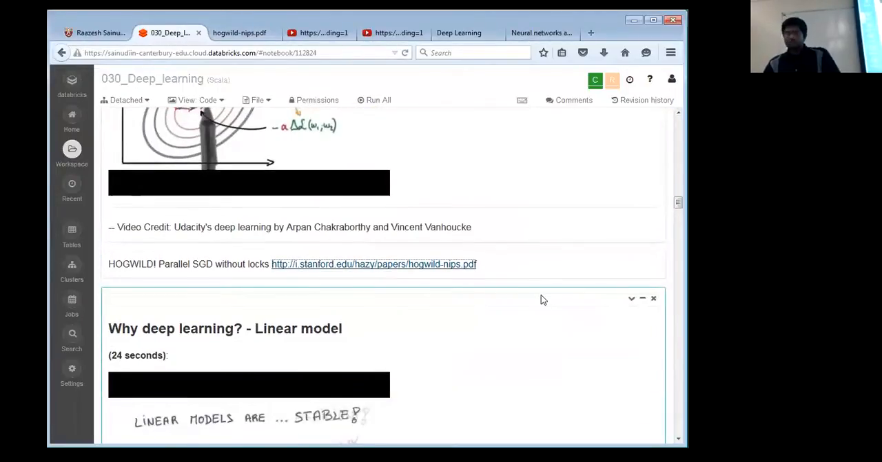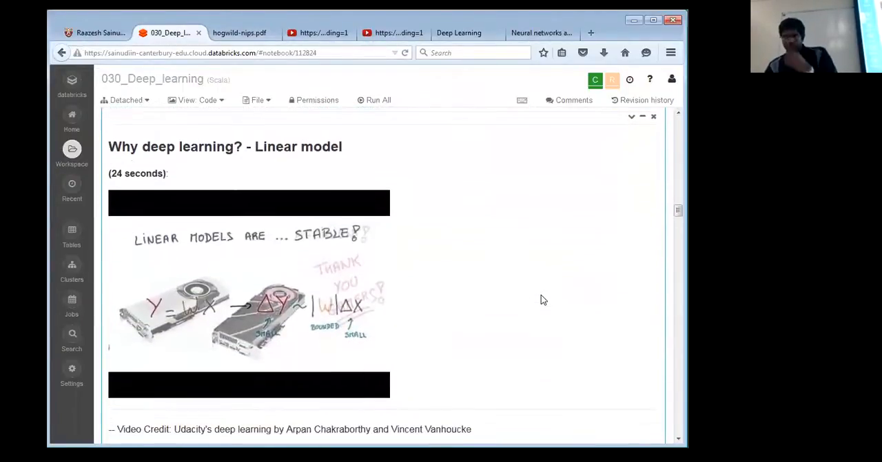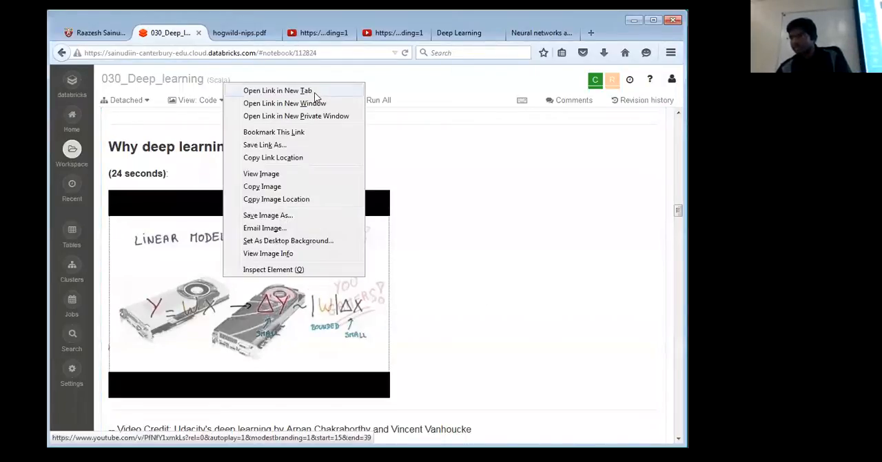Okay, now that we have spoken all about stochastic gradient descent and linear models, why do we need deep learning? Because linear models already give you good classification techniques, right? So why deep learning?